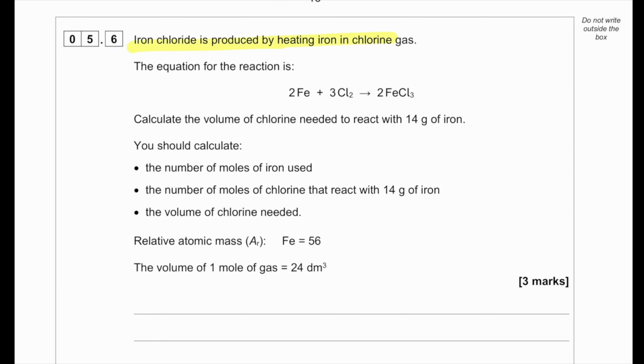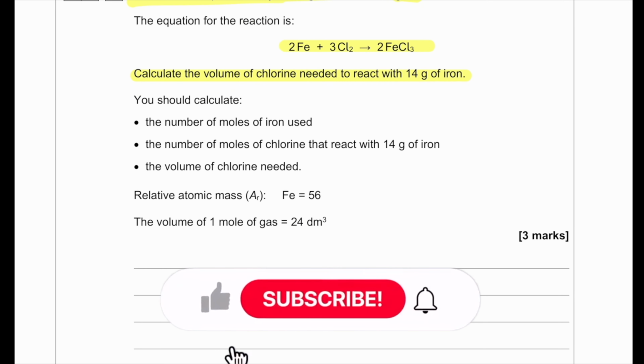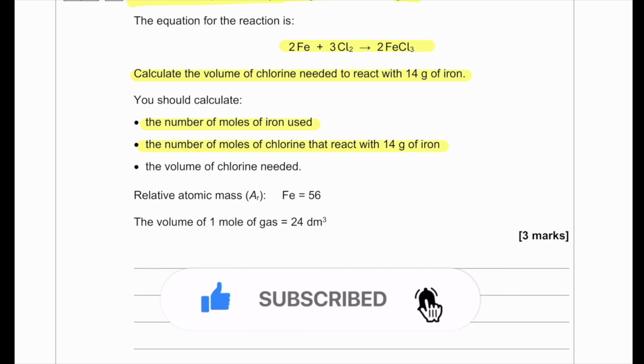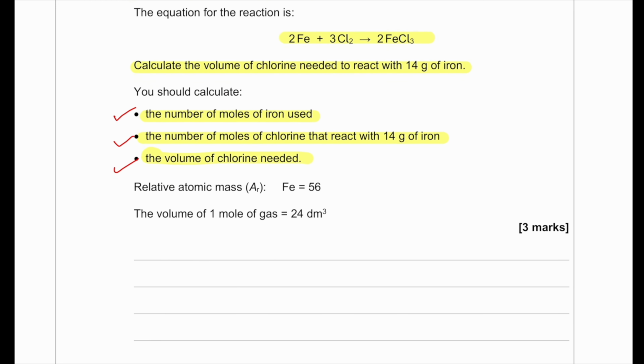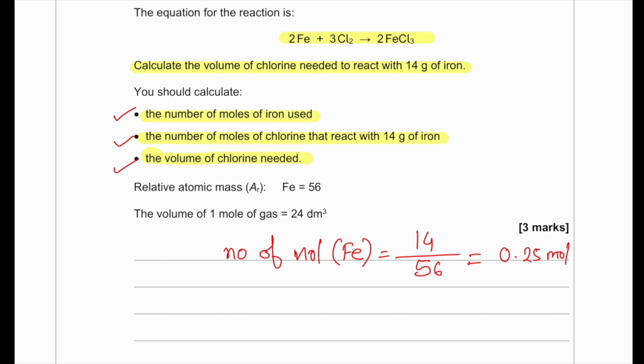Iron chloride is produced by heating iron in chlorine gas. Iron plus chlorine gives FeCl3. Calculate the volume of chlorine needed to react with 14 grams of iron. The number of moles of iron used, the number of moles of chlorine that react with 14 grams of iron, the volume of chlorine needed. Okay, so these are the calculations we need to do. First of all, the number of moles of iron used. Number of moles of Fe: we will divide the 14 by 56, which is the Ar of Fe. Our answer will be 0.25 moles.